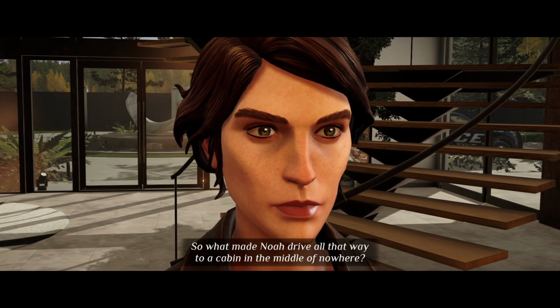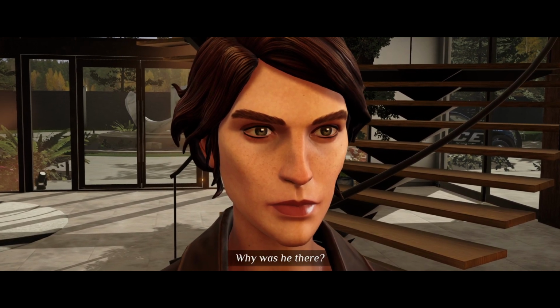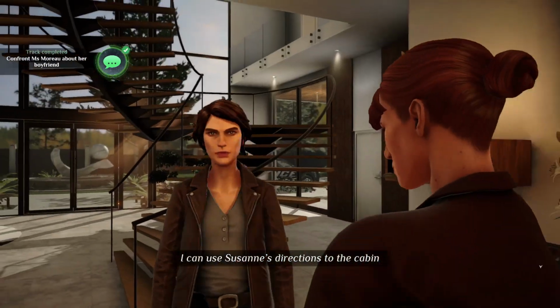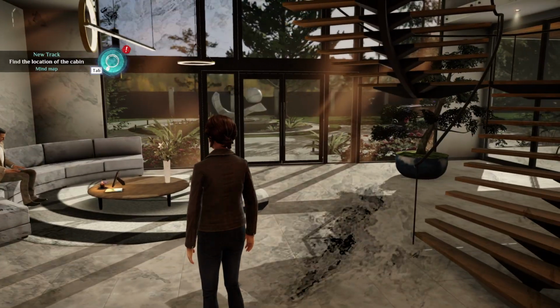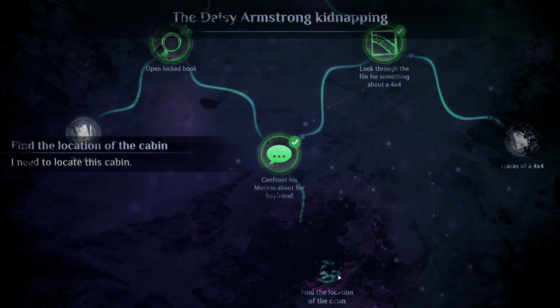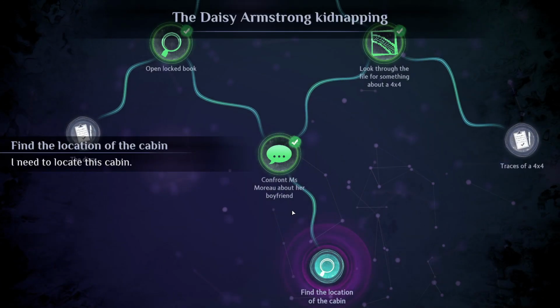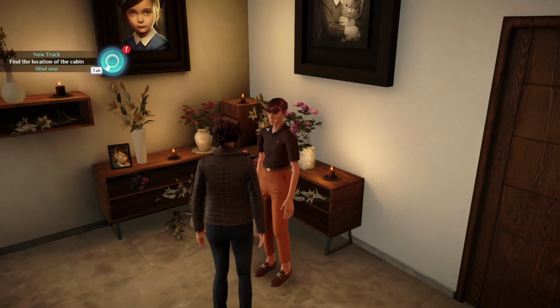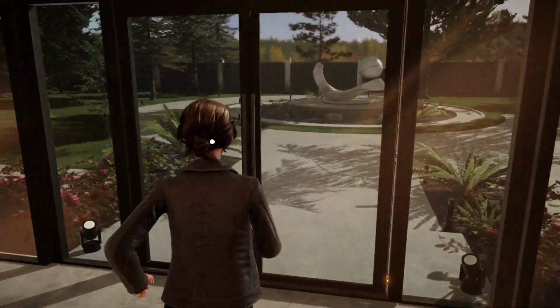Never. So what made Noah drive all the way to a cabin in the middle of nowhere? He left her in the car. Why was he there? This is important. I know it is. I can use Suzanne's directions to the cabin and compare them to the map of the area I have in my car. Okay, find the cabin location. So do I have to ask her or just go to the... Nope. Okay, so I have to go to my car now, I guess.